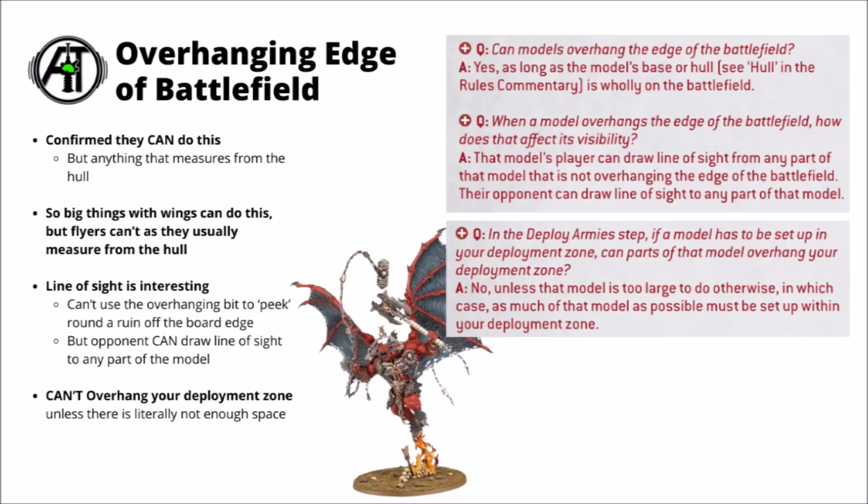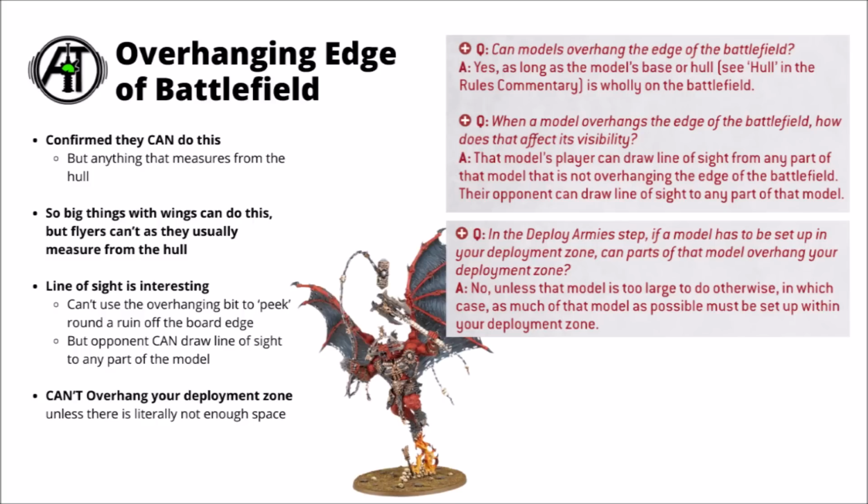Perhaps the most common question for this one is whether or not you might be able to have things like Flyers' wings off the edge of the table, and the answer to that would be no, as they're generally considered to be part of the vehicle's hull, so Flyers would have to generally make sure that they're not overhanging the edge of the table, and all parts of them are fully on the board.